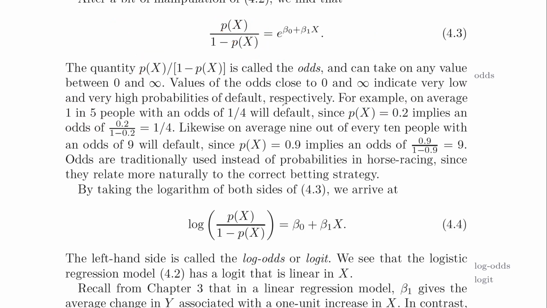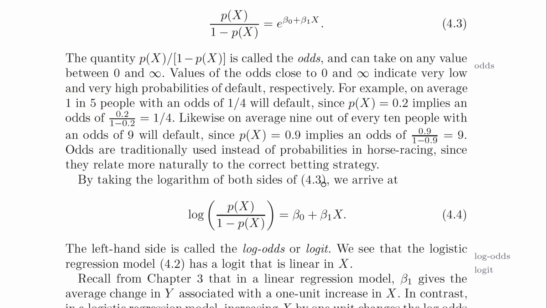Okay. I definitely don't feel I've developed, I think I can definitely improve on my own personal understanding of what odds are, but please just think of it, for the time being at least, as the probability of default relative to the probability of no default. The higher this ratio is, so for example, 9 is higher than 1/4, the more likely it is that, given balance X, there is a default.